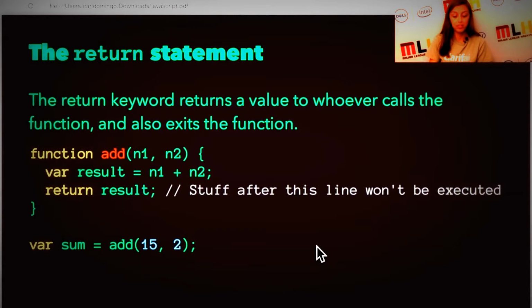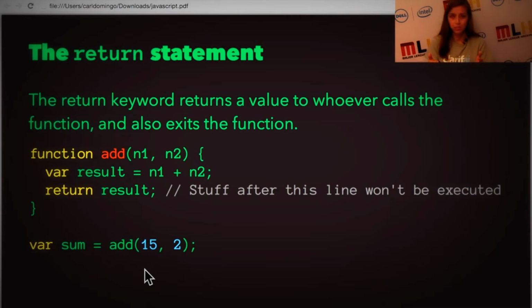Now in return result, notice nothing after that line will be executed, and then when I have var sum equals add 15 and 2, first of all, that's creating a variable. The variable is calling a function, and then everything that is being returned in that function is assigned to that variable. So I am returning result. Result is actually going to now be sum, because var sum equals whatever that result is, because that's what's being returned. Does that make sense?